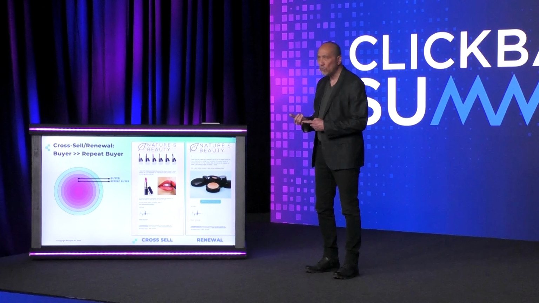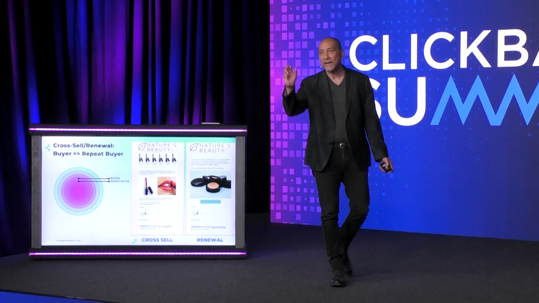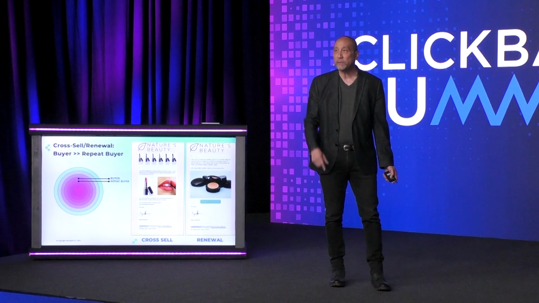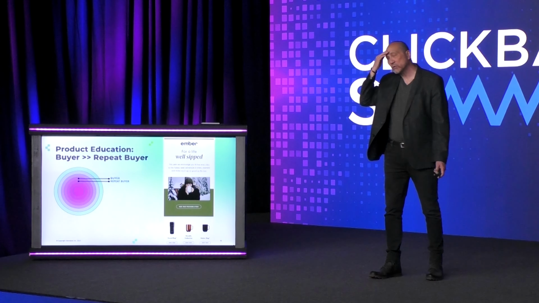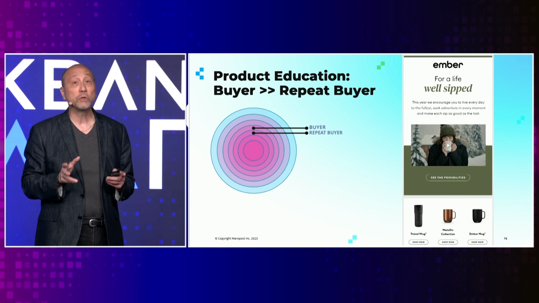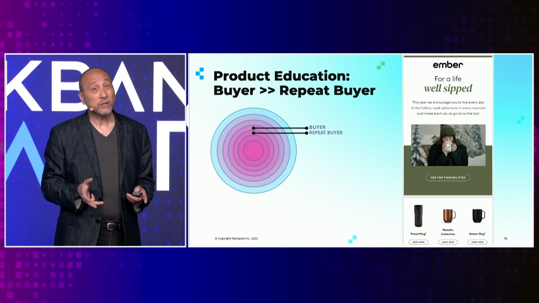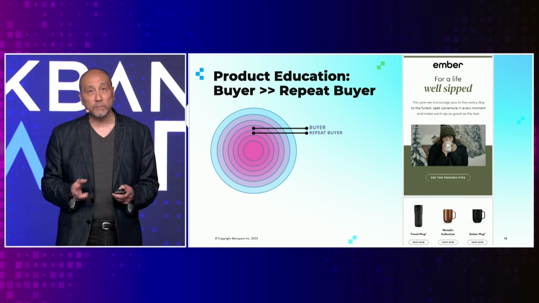So think about it. Think about what you sell. Anything that needs to be replenished. Toner, printer toner, office paper, dog food, whatever. Anything that's replenishable, send them product renewal email campaigns. That's converting a buyer to a repeat buyer. Now, remember I mentioned product education campaigns earlier? Well, these actually, if you do it right, product education campaigns are really good at converting buyers into repeat buyers.